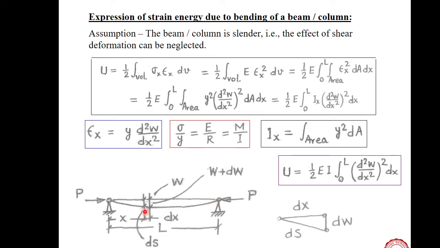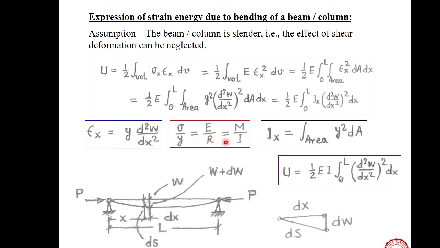So for an element of this particular column, the elemental volume is dA into dx. Okay. So here what we are doing, as volume is expressed as a product of area and the length, the limit of integration over the volume is now first an integration over area and then an integration over length. Now we substitute for this strain, axial strain, which comes from this Euler-Bernoulli beam equation.